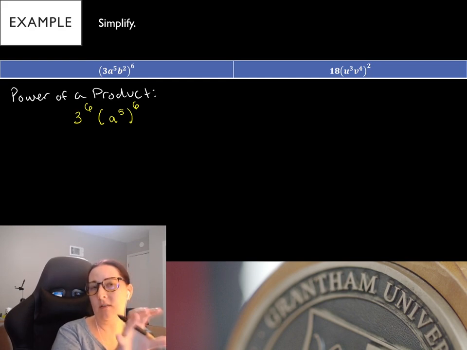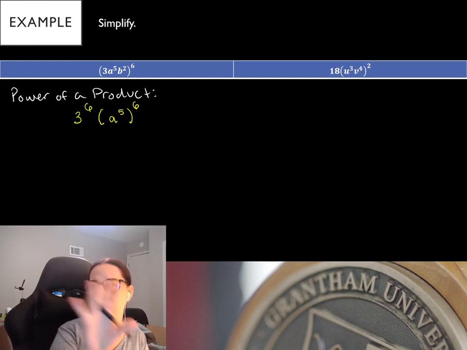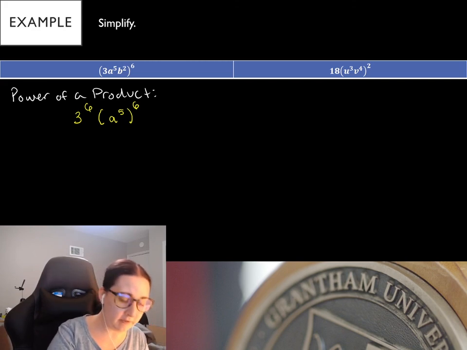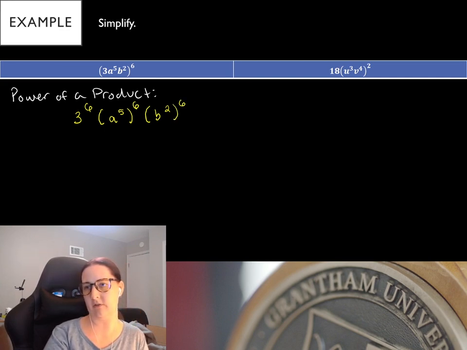So if you have something with an exponent already and then you have to put another exponent on it, always use parentheses. So I'm going to do the same thing with the b squared, which is going to get another exponent from that 6 that's on the outside. So that's the power of a product rule.